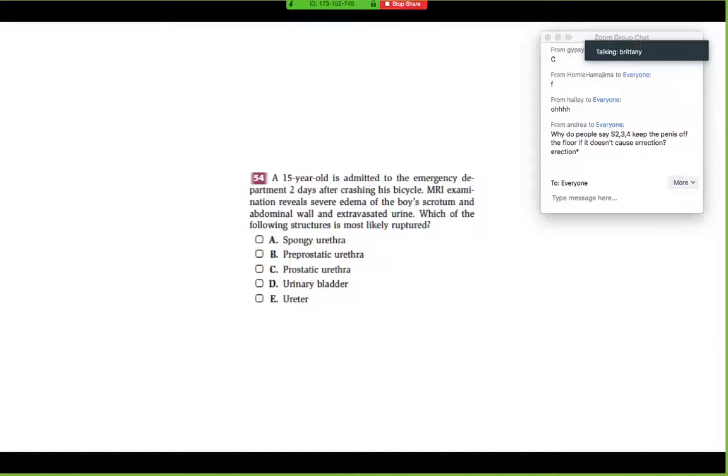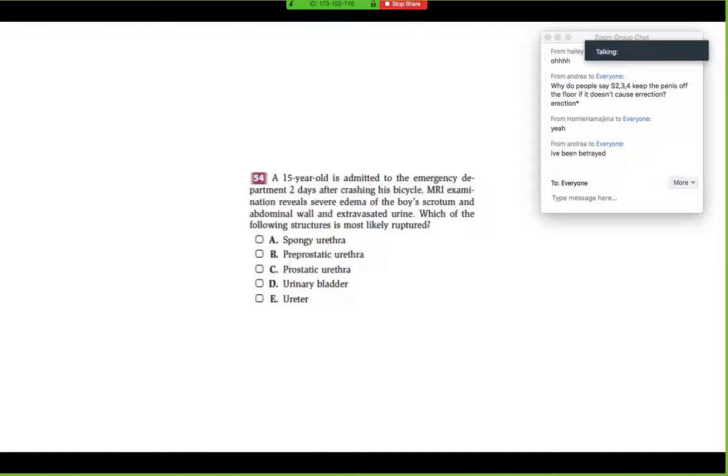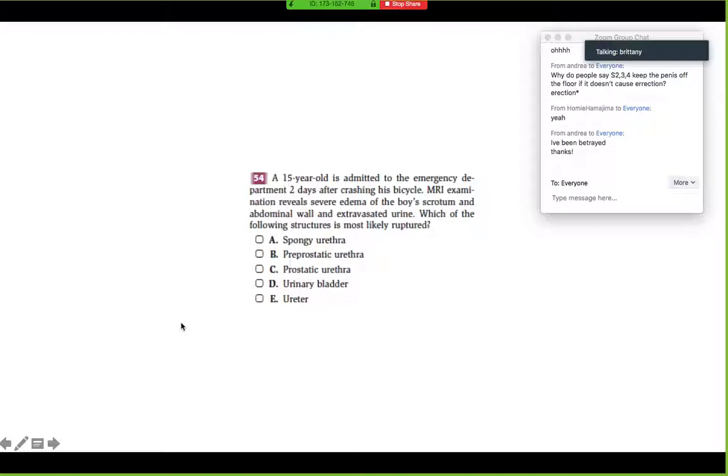Yeah, I mean, you have a good point there. It's not the best mnemonic, because erection is an autonomic response. It's because the pudendal nerve is a somatic motor nerve, and it's coming from nerve roots S2 to S4. So yeah, that's a really good point. I've been betrayed, but now you know better.